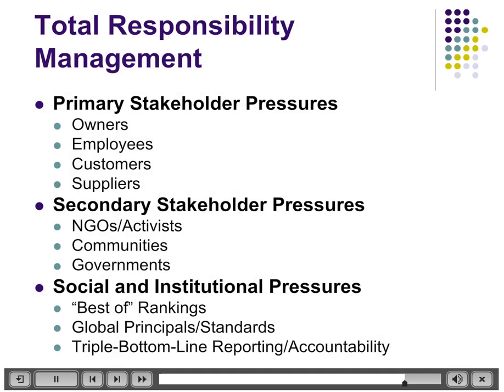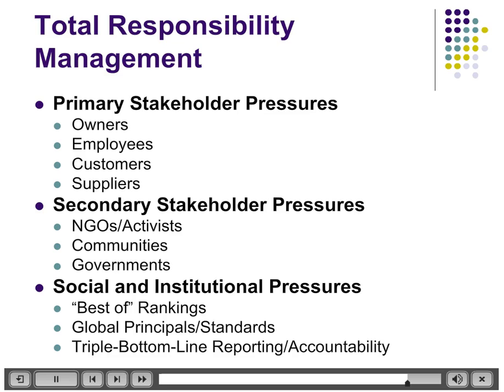Total responsibility management is also looking at stakeholders and the impact of stakeholders and the pressures from stakeholders. Obviously, we have primary stakeholder pressures: owners, employees, customers, and suppliers. Those are people in that inside concentric ring that have a really important impact on our day-to-day business. But then there are also secondary pressures: activists and communities and groups and governments. These secondary groups put an enormous amount of pressure on us as well, wanting to make sure that we're doing things that honor the environment and honor communities, and we don't hurt our communities.